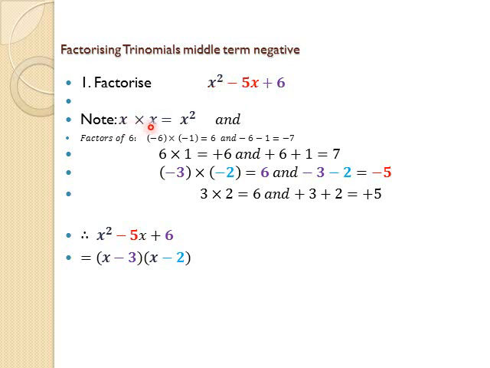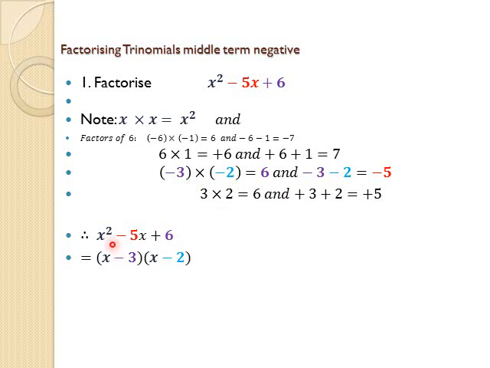So x squared is simply x times x, right? We take factors of 6. Negative 6 times negative 1 gives me positive 6, but minus 6 minus 1 gives me negative 7. I'm looking for negative 5, so that's not valid. 6 times 1 would give me positive 6, plus 6 plus 1 gives me positive 7. Right, negative 3 times negative 2 gives me positive 6, but minus 3 minus 2 gives me negative 5, so there's the factors I'm looking for.